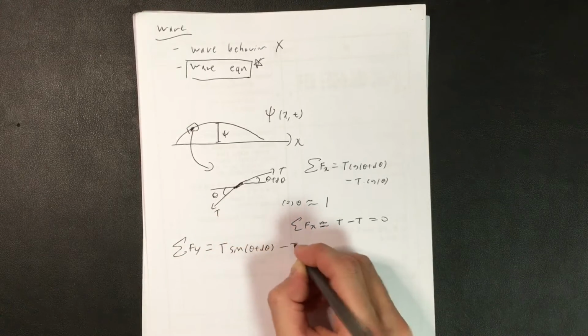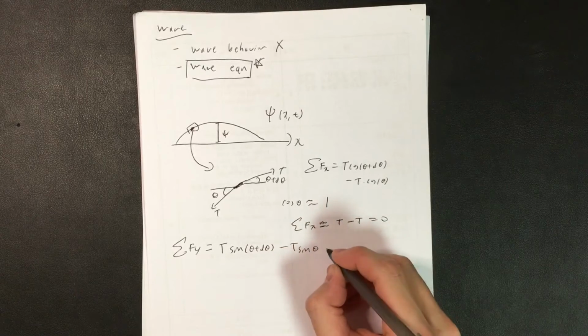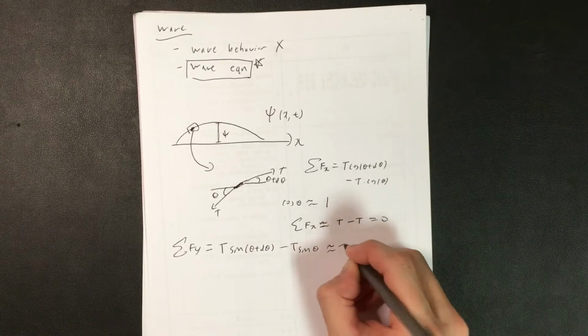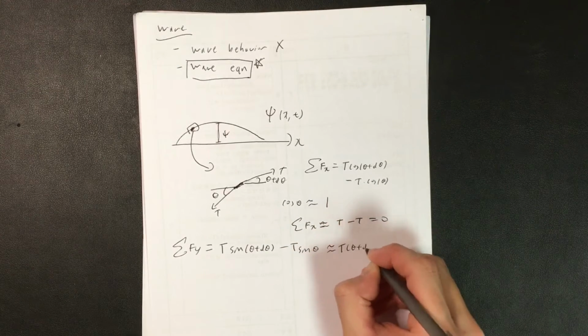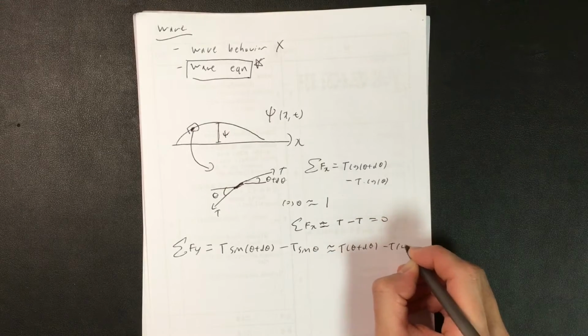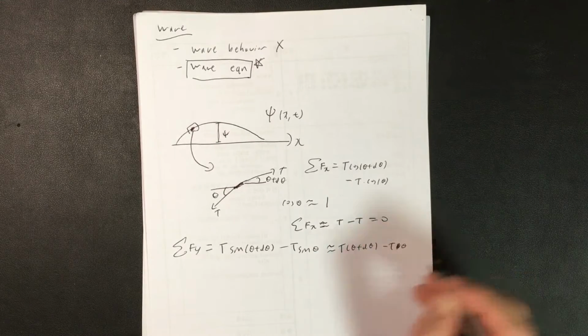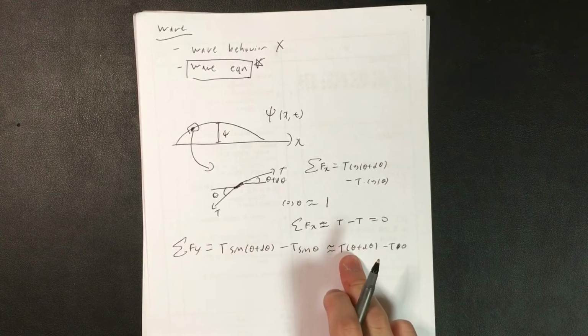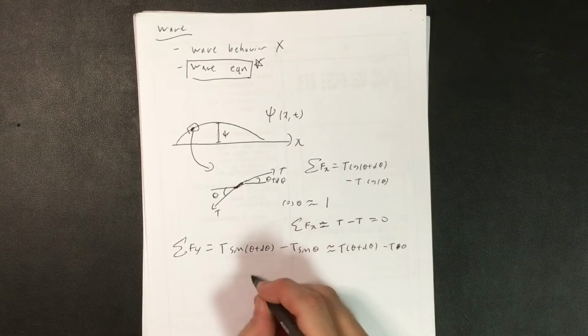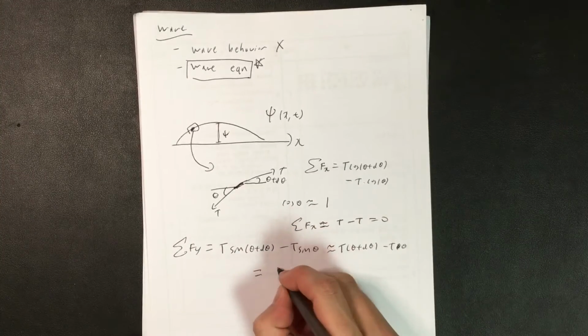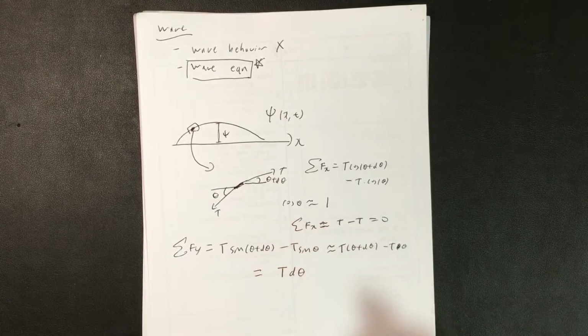The summation of the force in the y direction equals T times sine of theta plus d theta minus T times sine of theta. And using Taylor series, this can be approximated as T times (theta plus d theta) minus T times theta, because sine of theta can be approximated as theta. And if I subtract, this simply becomes T times d theta.